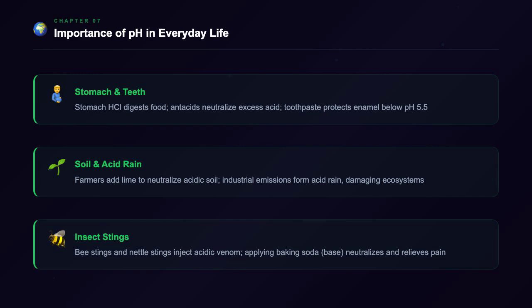Soil pH affects plant growth. Farmers add materials like calcium oxide to restore pH levels when soil becomes too acidic.